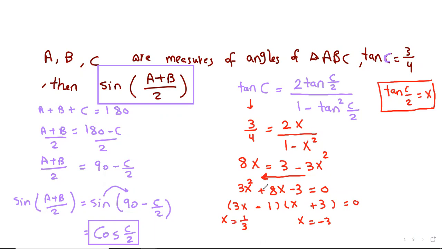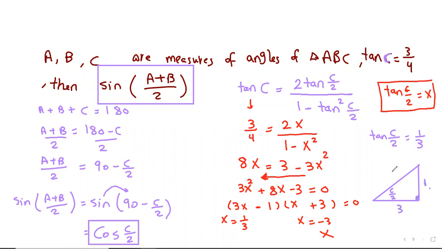And because the angle here, it's tan C over 2, is an acute angle, this value is refused. So we will deal with X as 1 over 3. So tan C over 2 is 1 over 3. So let's draw the triangle here, and let's suppose that this angle here is C over 2. Tan is the opposite over adjacent, so here it's 1 and the adjacent 3.